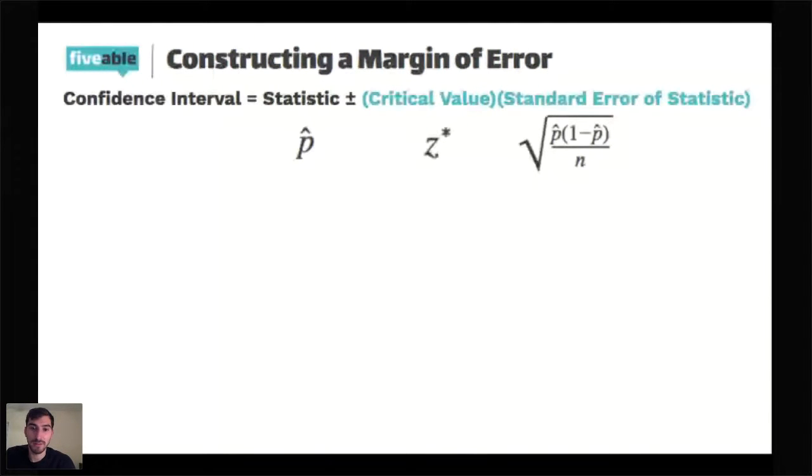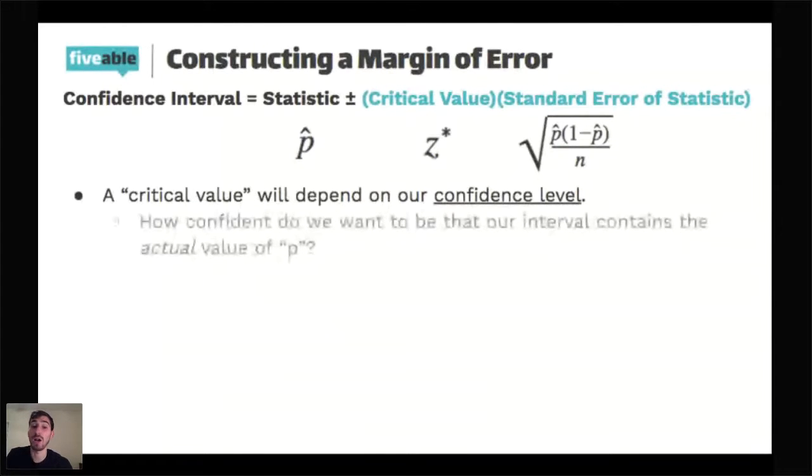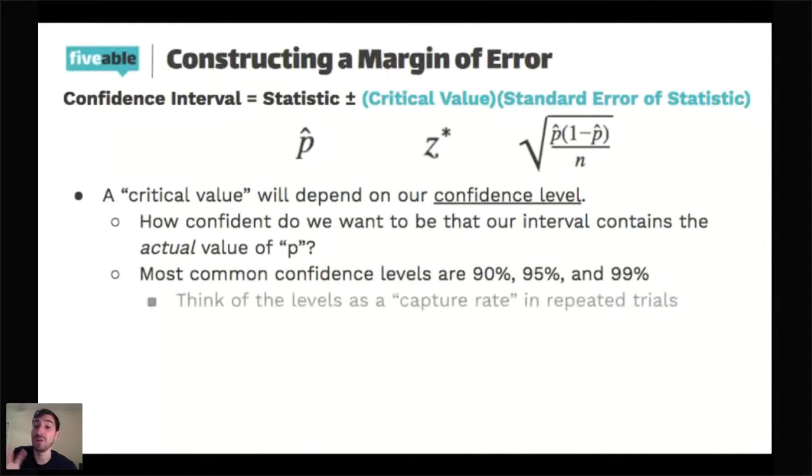A z-star will depend on your confidence level. And the bigger your confidence level, you might be guessing, the bigger your z-star is. We saw on the simulation that the confidence level represents how confident we want to be that our interval contains the actual value of P. The most common confidence levels are 90, 95, and 99. And we know that it's a capture rate. So in repeated trials of a given sample size, whatever, blank percent of the intervals will contain the true population proportion, population mean, whatever.